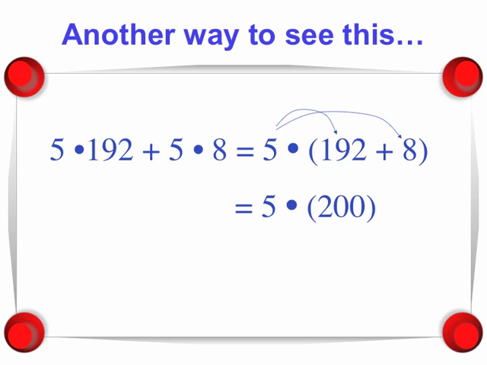It's important to notice that we only apply the distributive property when we have multiplication over addition. So that means we're multiplying something, that's the number outside the parentheses, by a sum, 192 plus 8. Now remember, the stuff inside the parentheses might look to you like it's a subtraction problem. It might be 192 minus 8, but you can change it into an addition problem by adding a negative.